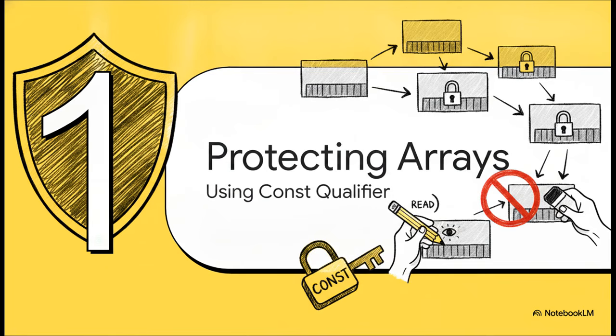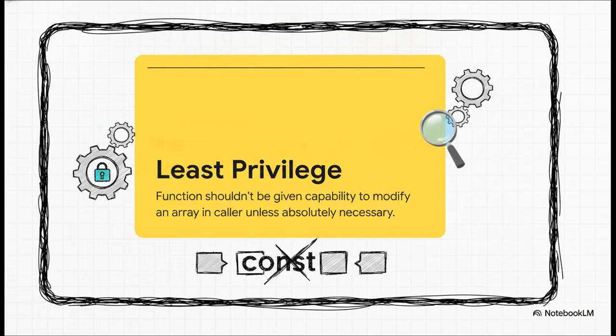Section 1. Protecting arrays with const. So here's the thing. When you pass an array to a function in C, you are basically handing over the keys to the castle. You're giving that function direct, unfiltered access to the original data in memory. But what if we want a function to only read the data, like just look at it and not change it? How do we prevent a simple, silly typo from accidentally corrupting our entire array?